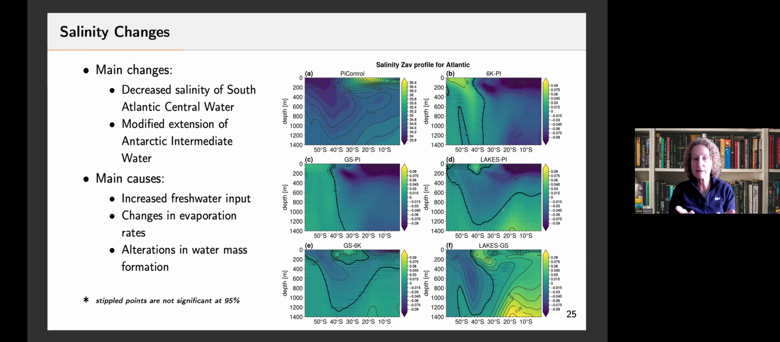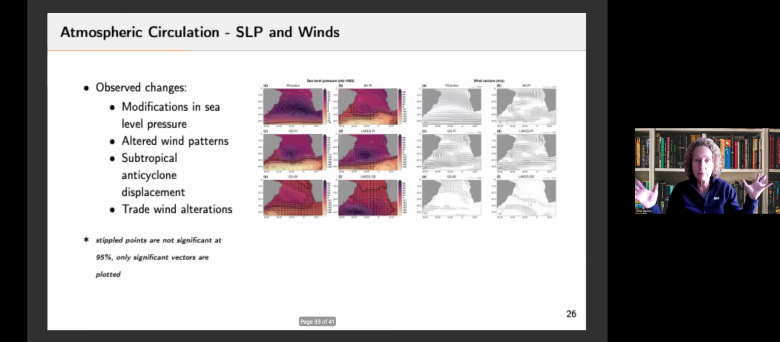So the main causes are the increased freshwater input. So you're changing the salinity, and you're changing the evaporation rate. And also this will change the water mass formation, which forms while it exchanges properties with the atmosphere. So this is a huge result, in my opinion.